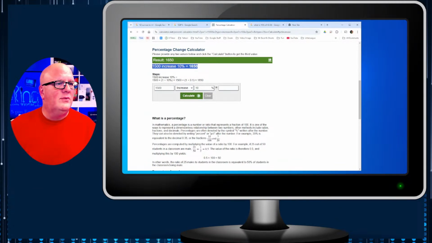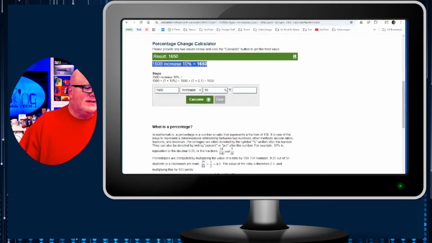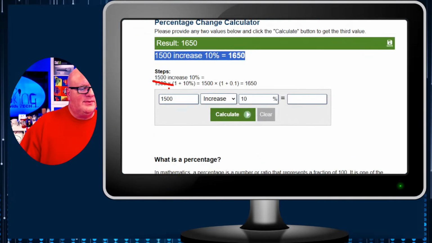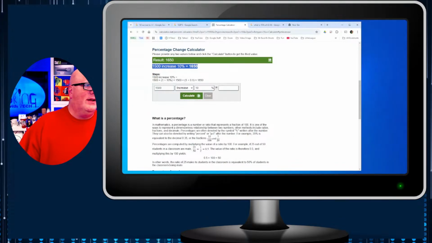This is a good one too when you're trying to figure out the cost of things, adding 10% or increasing by 10%. It gives you the formula. I love that it gives you the steps as well. It gives you all the steps on how it came up with it, a really good one for giving you all of the answers that you might need.